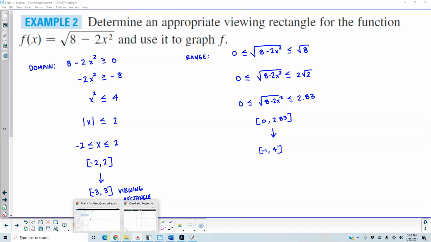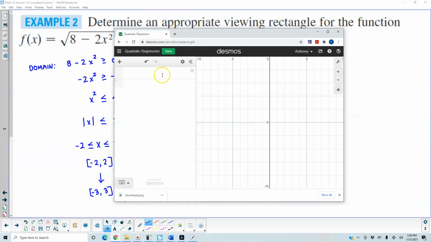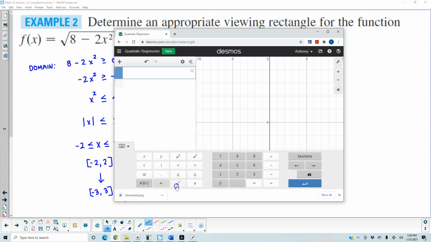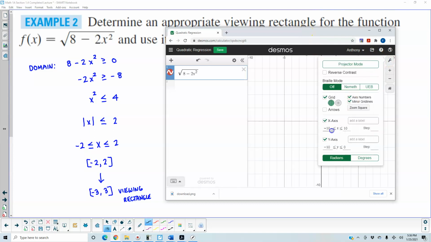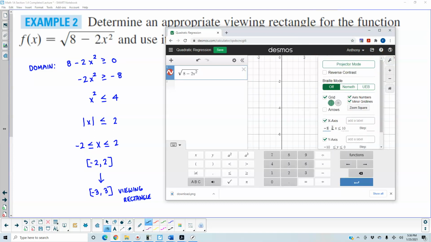So now let's graph this on Desmos. We're going to put in our function, which is the square root of 8 minus 2x squared. And then we're going to put in our viewing rectangle. So over here we'll select our wrench, and then we're going to put in negative 3 for the x minimum, and positive 3 for the x max. We're going to put in negative 1 for the y minimum, and then 4 for the y maximum.